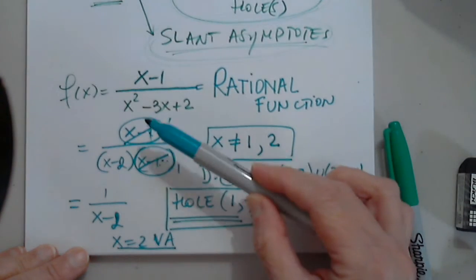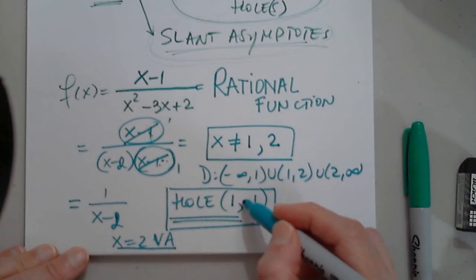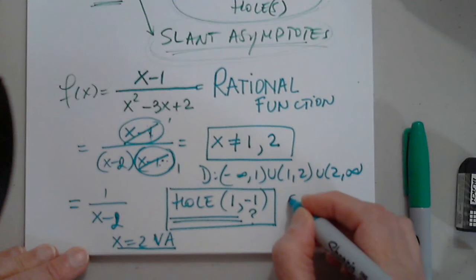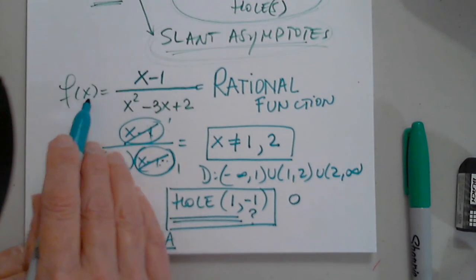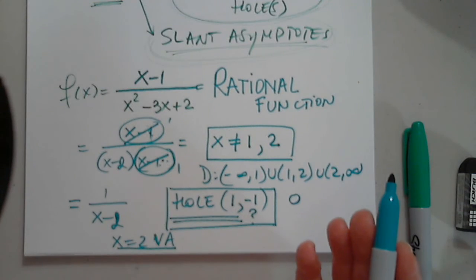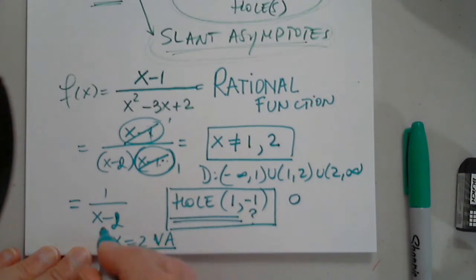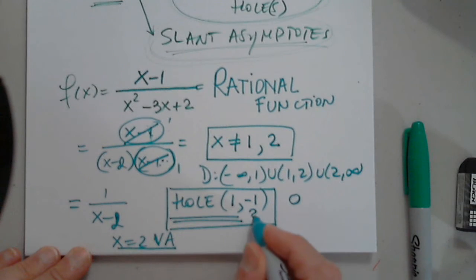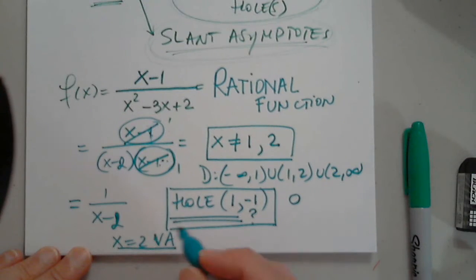So one more time, when the factor goes away, that is a hole in the graph. How do I get the y value? It's going to be a hole. I cannot plug it in the original problem. If you try to plug in 1 here, you'll get 0 over 0, so you don't have an answer. So what we have to do is plug in 1 in the simplified form, and we get -1. So that will be the hole: 1 comma -1. The factor that still stays in the denominator is the vertical asymptote.